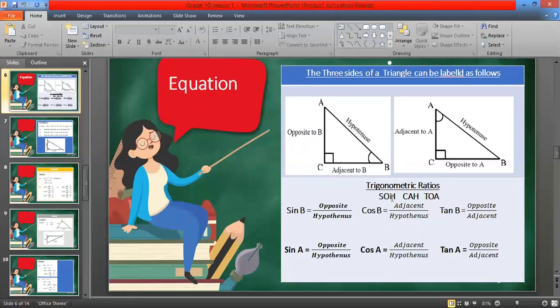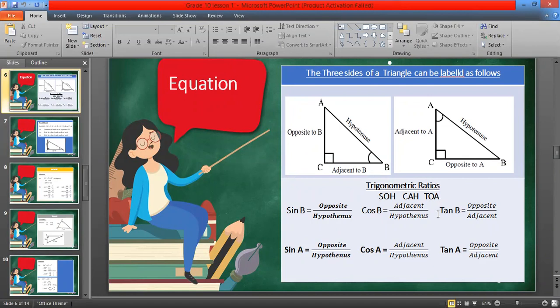We have three basic trigonometric ratios in trigonometry. The three trigonometric ratios are the sine, the cosine, and the tangent. To understand what sine is, what cosine is, and the tangent, just learn the acronym SOHCAHTOA.